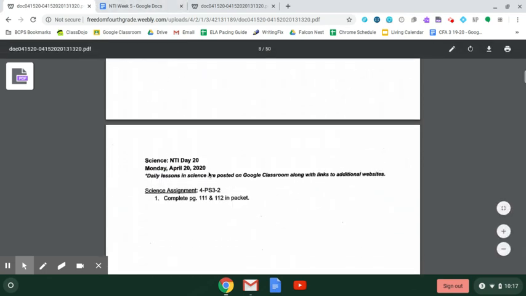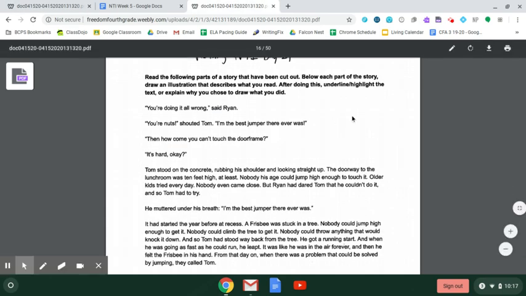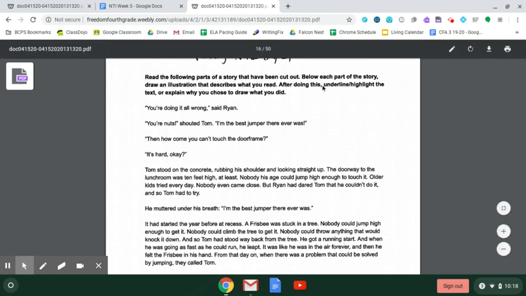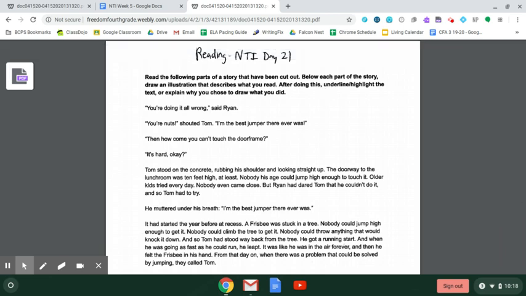Now let's look at day 21. For day 21, today you have parts of a story, but you have no pictures to go with them. So you're going to read each part of the story that's been cut out, and below it, you're going to draw an illustration. Just like there was an illustration before that you had to write about, this time you're going to read a text and you're going to draw an illustration that you think is describing what you just read.